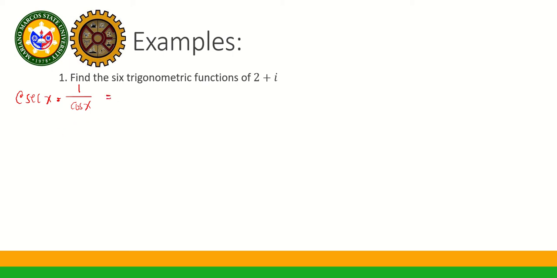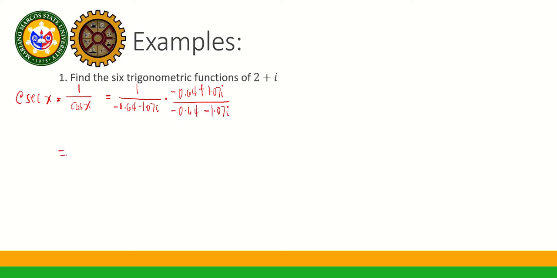And ano nga ba yung nakuha natin? So, this will be equal to 1 over negative 0.64 minus 1.07i. So, how do we do this? Multiply ulit natin yung complex conjugate niya. So, this will be equal to 0.64 plus 1.07i all over negative 0.64 minus 1.07i.